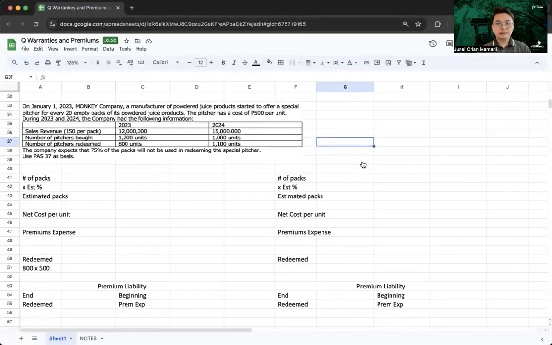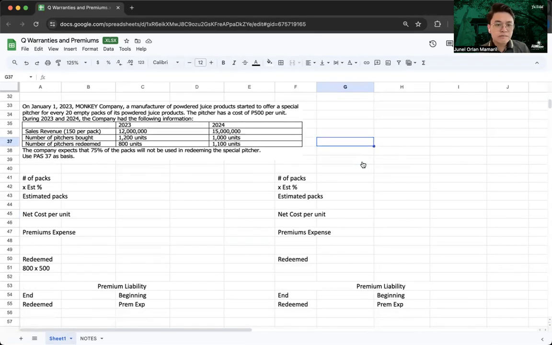Hello everybody, welcome back to the next part of our video, part 2 of 3, where we'll discuss two examples for accounting for premium under PAS 37. So ito yung traditional approach natin that you would probably find from most of our books.